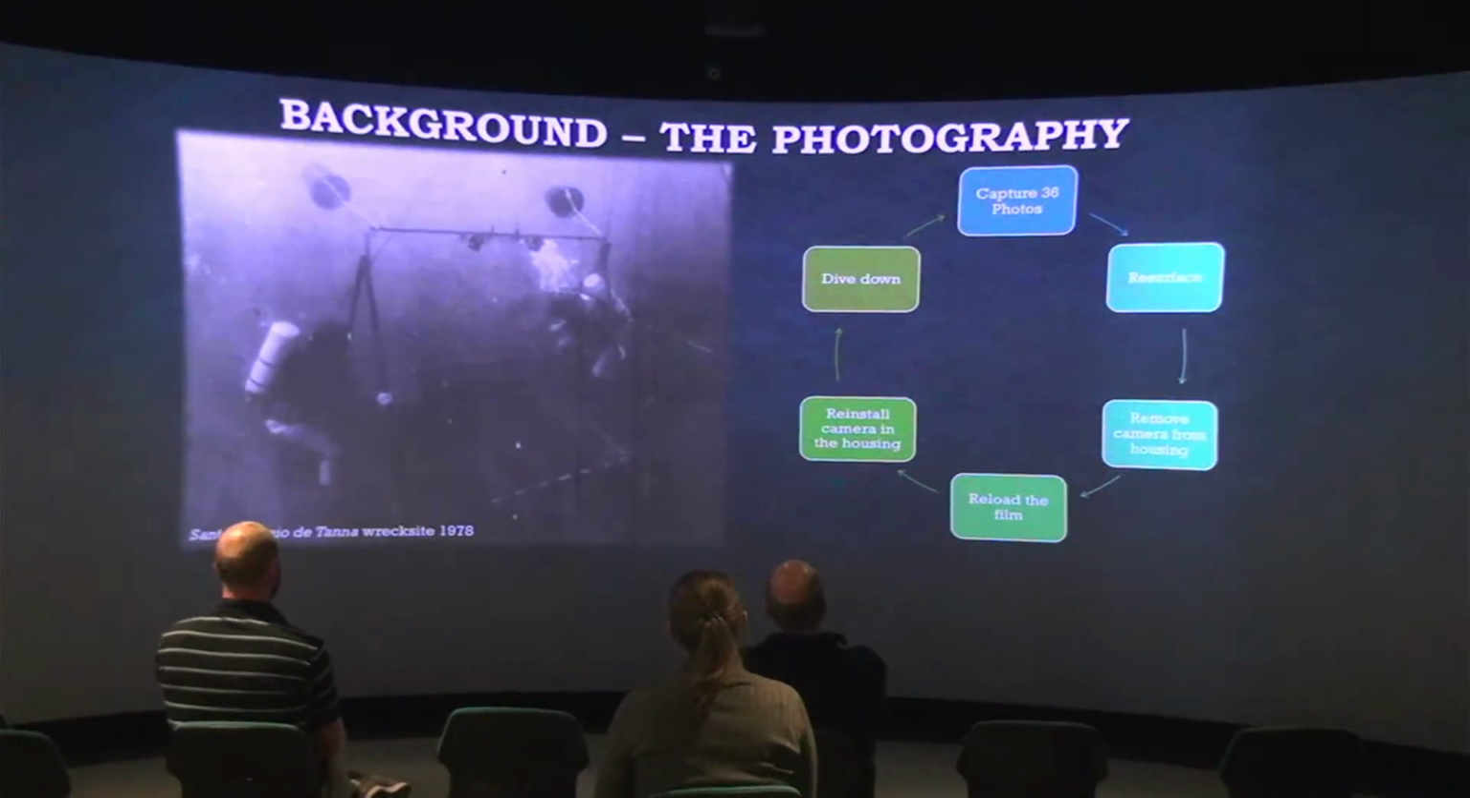take the camera out of the waterproof housing, take the film out and reload the camera before putting it back into the housing and swimming back down to the wreck to continue the survey. So even so much as a grain of sand on an O-ring seal could be enough to result in water leakage in the housing and could damage the camera.